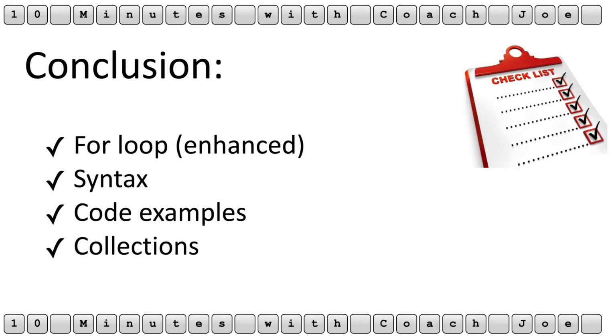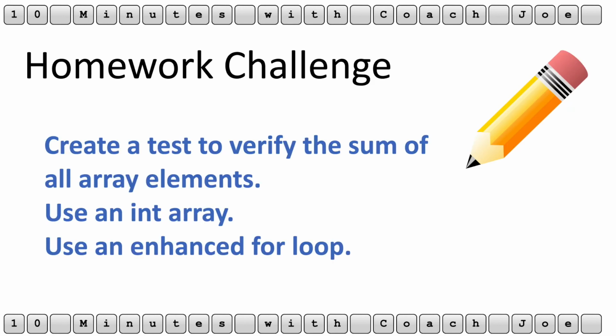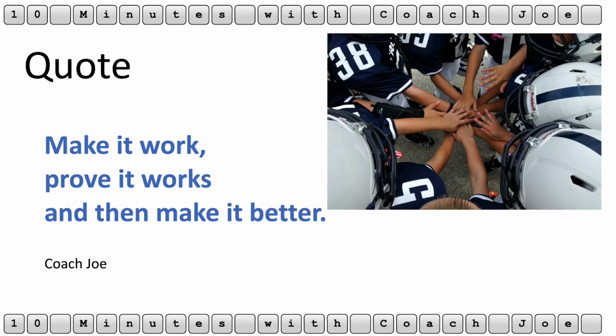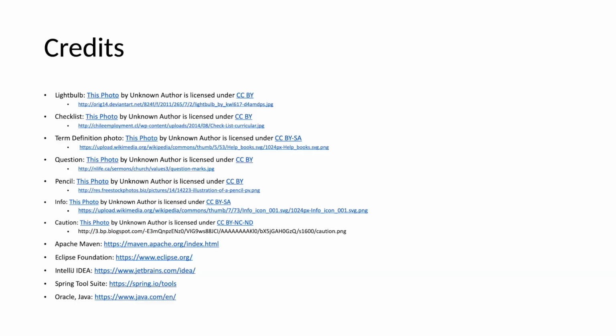You should now have an understanding of the enhanced for loop, including the syntax and code examples. Use of the enhanced for loop is meant for those situations when you're iterating over a collection object. Your optional homework assignment is to create a test that will use a for loop to add all the int values of an array and verify the sum is correct. In the next lesson, we will discuss the do and while loops. Remember, future senior developers, make it work, prove it works, then make it better. Ready? Break!